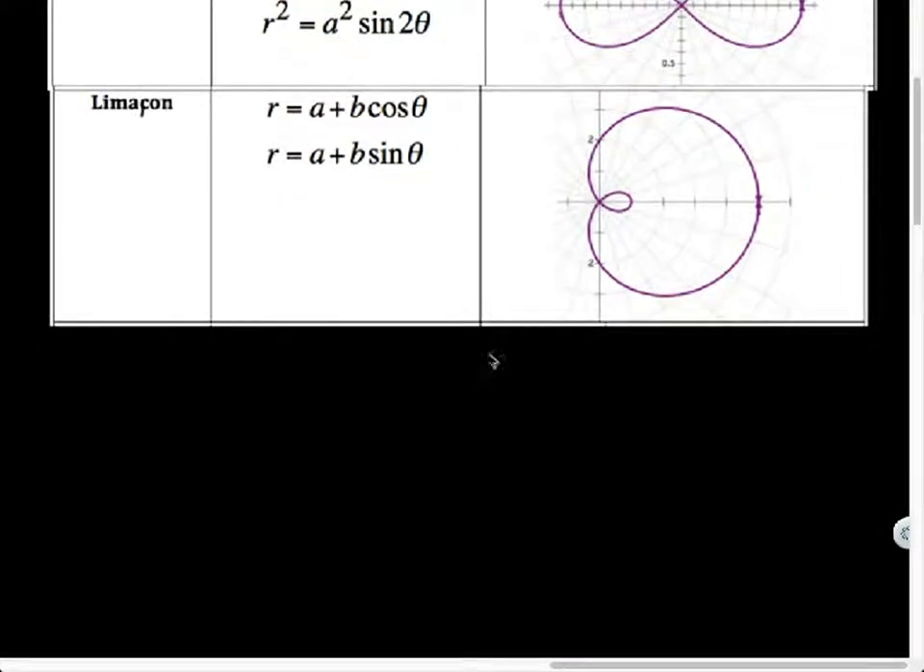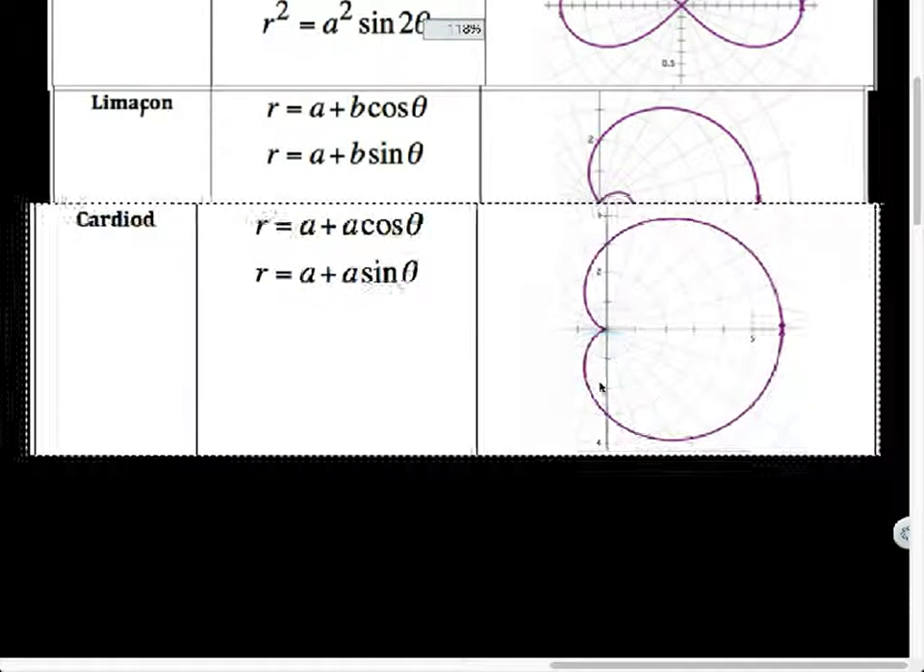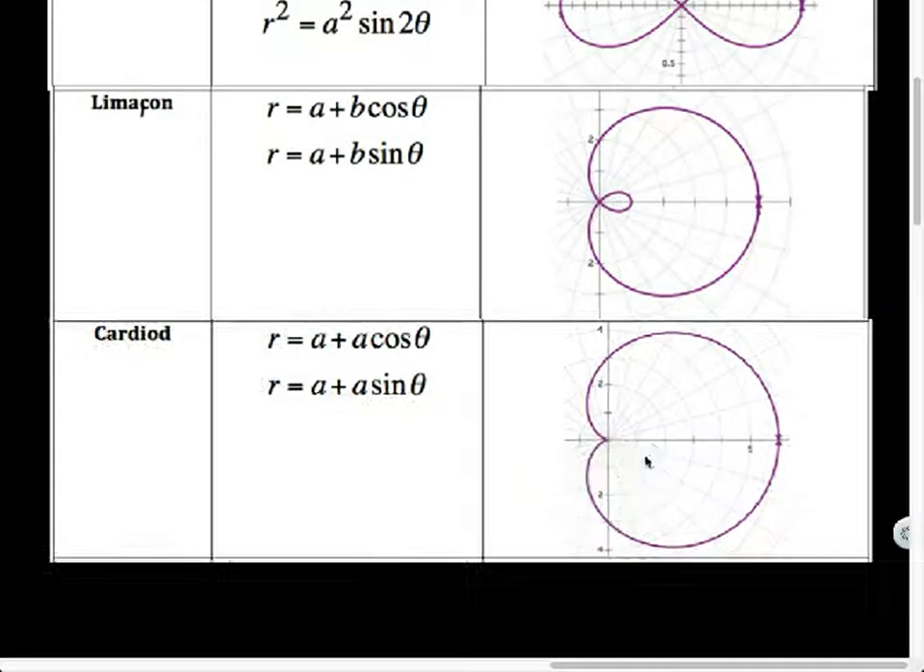Good stuff. So here's the cardioid. The graph shown is a cosine cardioid because it's opening to the right, so to speak. And then another interesting graph, unrelated to the trig functions, is the spiral of Archimedes, which I think is really cool.